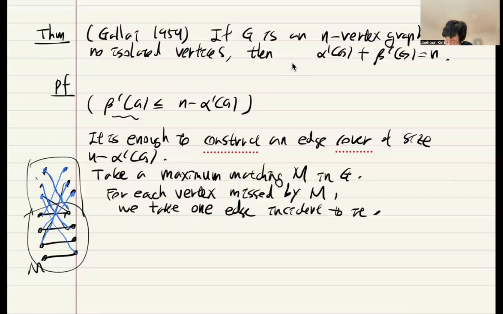And what? This uses how many edges? For each vertex, you use one edge, and we add them to M. And also we take the edges in the maximum matching. Then what do we get? Then this covers all the vertices. This is an edge cover.